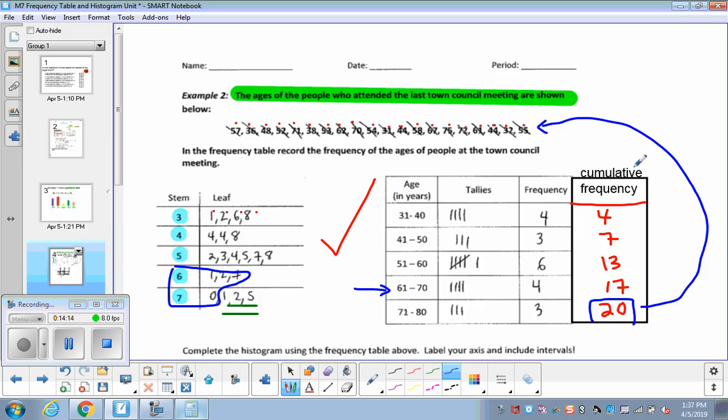What cumulative means is that it just kind of builds up, it accumulates, so it just continues to add and build up along the way, and then right there it gives you the final frequency.